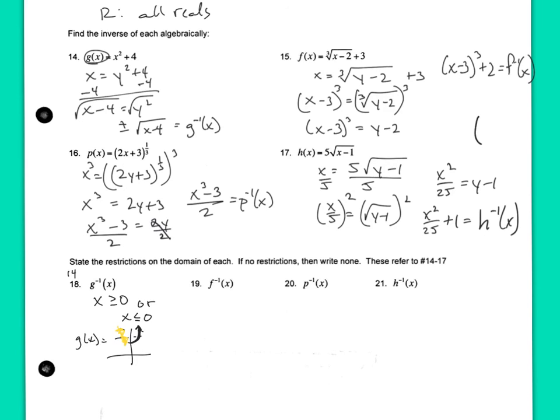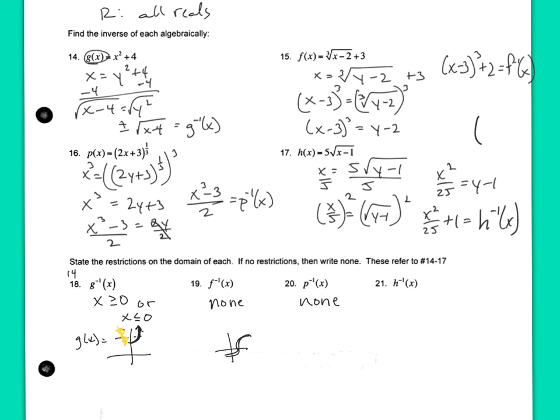For number 19, if you graph the original, because it's a little bit easier, it goes like this. And anything with the cube or cube root, we know is all reals. So this one has no restrictions at all. So same thing with 16. We see that 1/3 power, there's not going to be any restrictions. It's only 1/2 power or square root power that we have to worry about.